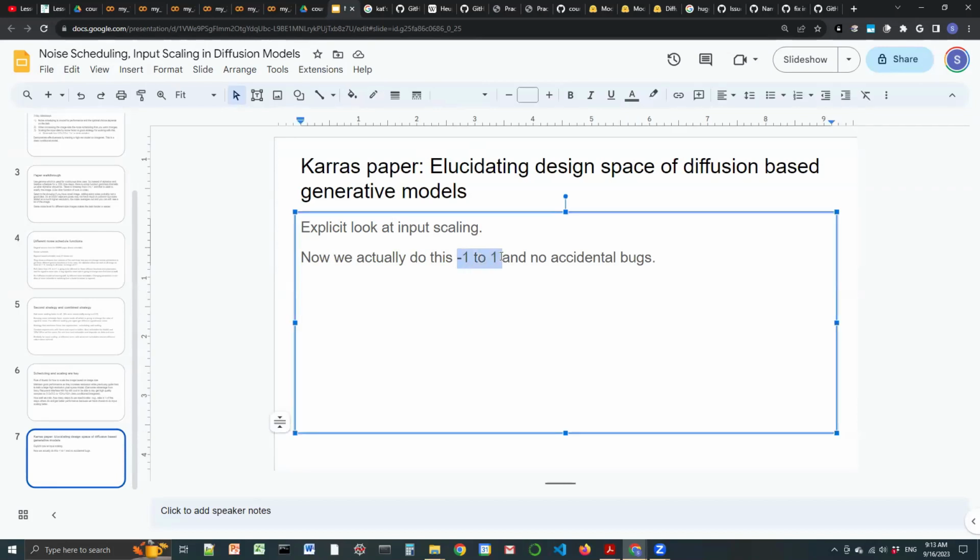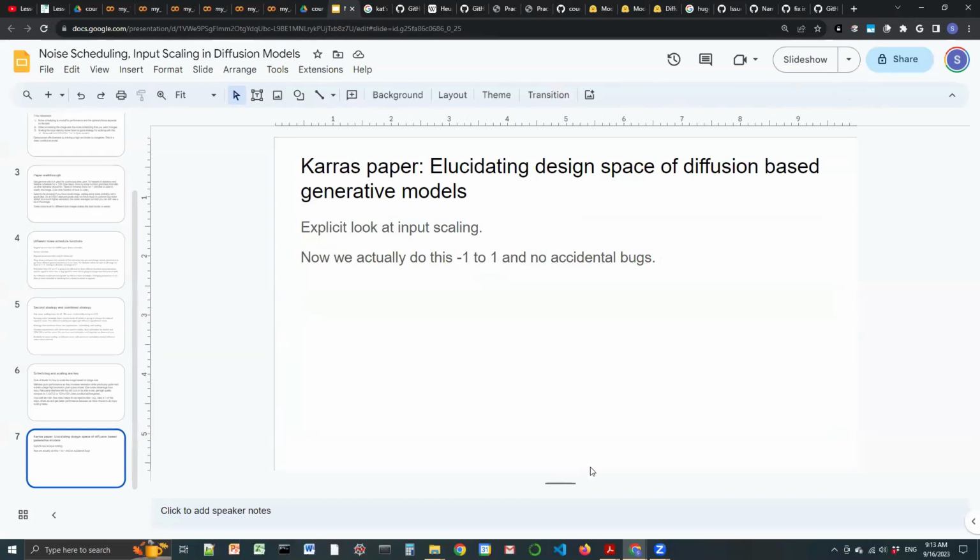And we look explicitly at the input scaling. In this case, when we implement the Keras paper, we'll see that we are actually choosing to go in the range between -1 to 1. There are no accidental bugs that we are debugging and so on. But before we go to the Keras paper implementation, because I just talked about it, I can show you some of the results.